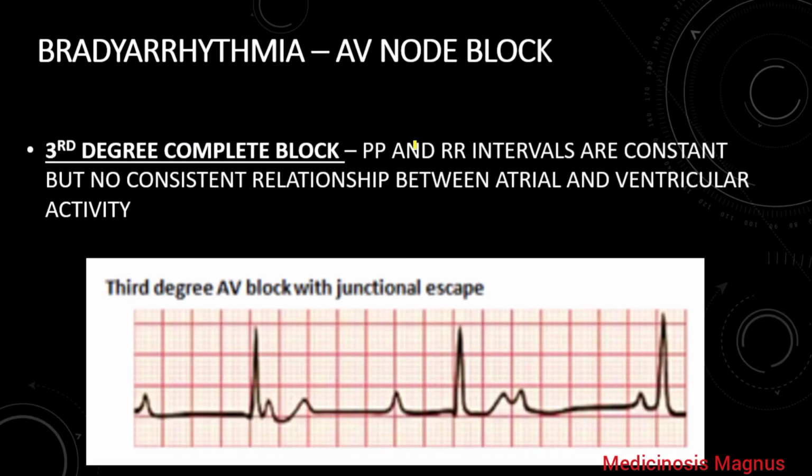The third degree block is also called the complete block. Here the PR intervals and the RR intervals are constant. This is the RR interval, it's constant, but there is no relationship between the atrial and ventricular activity. If you see here, the RR intervals are constant, but you can't see a proper P wave or a T wave. These are just haphazardly arranged. This is third degree or complete heart block.